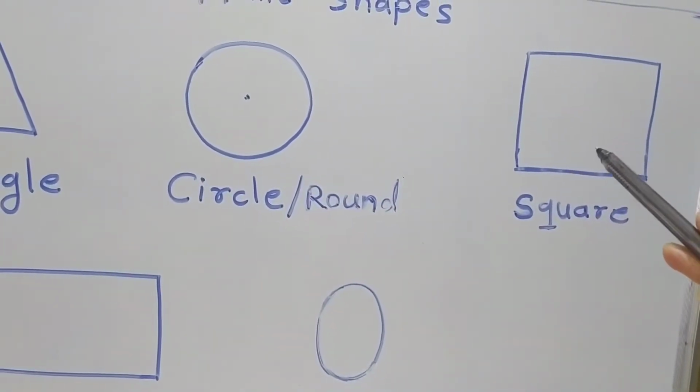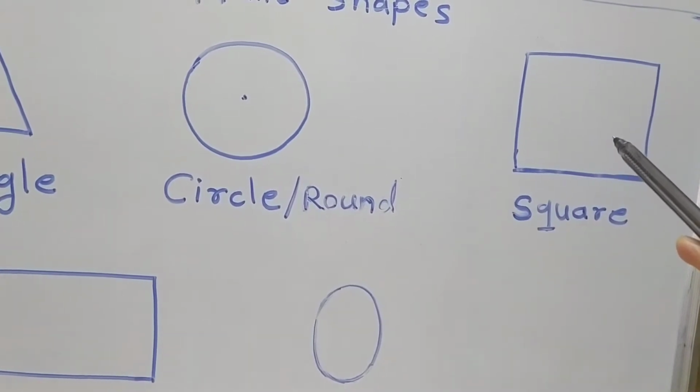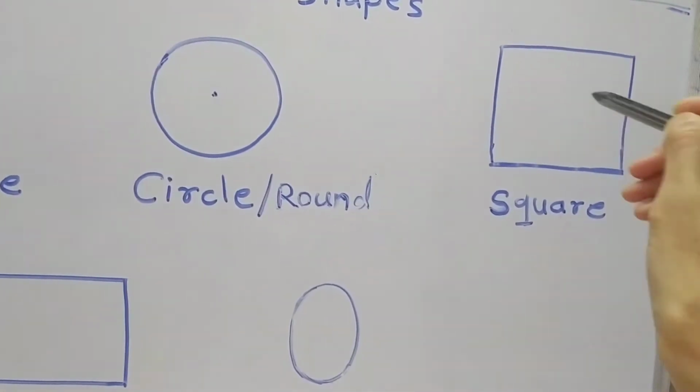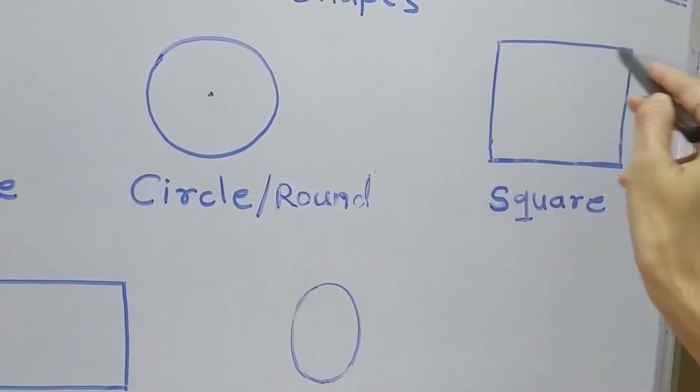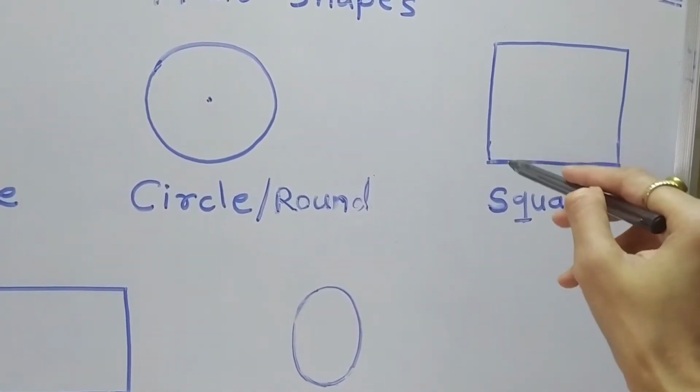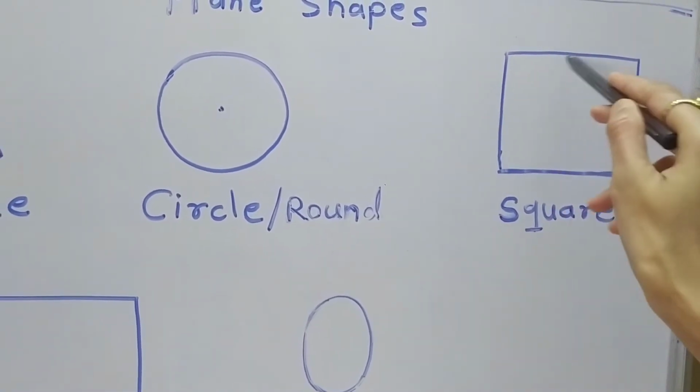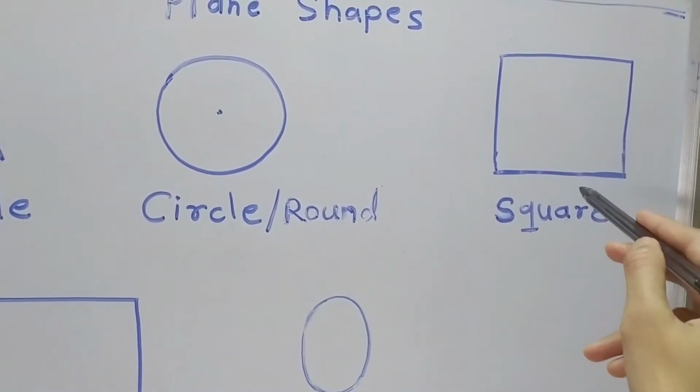A square is a plane shape. It has 4 angles and 4 equal sides. This is the plane shape. And how many angles does it have? 4 angles. 1, 2, 3 and 4. And it has 4 sides. 1, 2, 3, 4. This is the square.